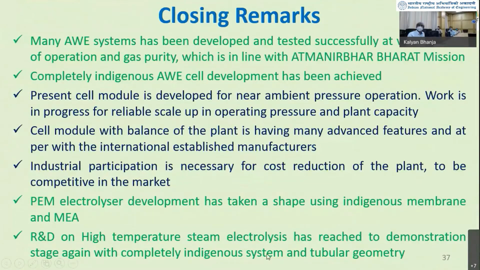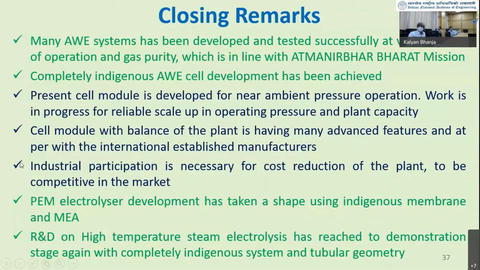So whatever is being told is just summarized here. I only want to tell these things: the present cell module developed is near ambient pressure, so some more modification is required to make it a little bit higher pressure operation. The cell module and balance of plant have many advantages and are at par with the internationally established manufacturers. There is no inferiority at all in this. At least our cell module we can guarantee that.